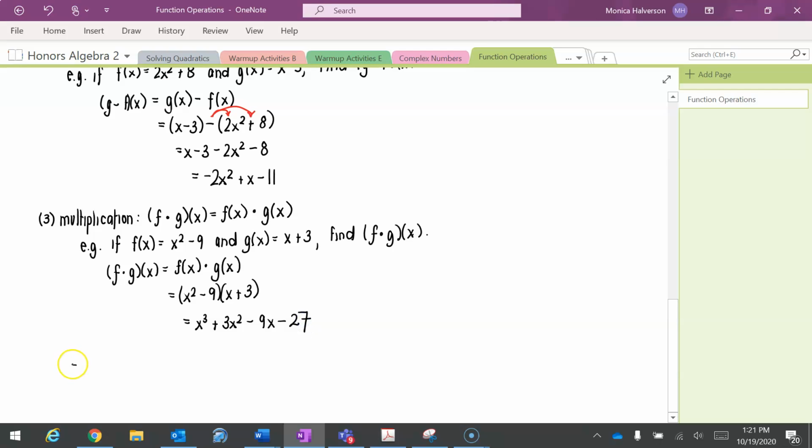I'd like you to do one on your own. If f of x is equal to 3x squared minus 11x minus 4, and g of x is equal to 3x plus 1, find f times g of x.